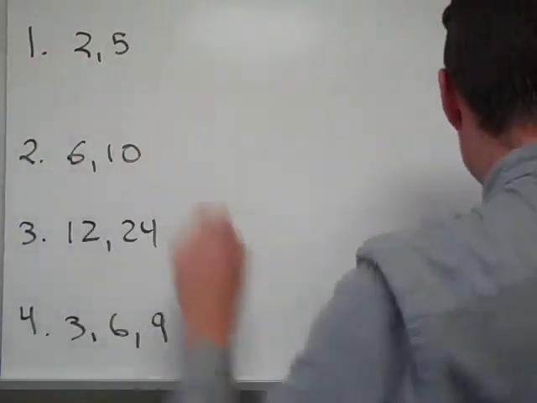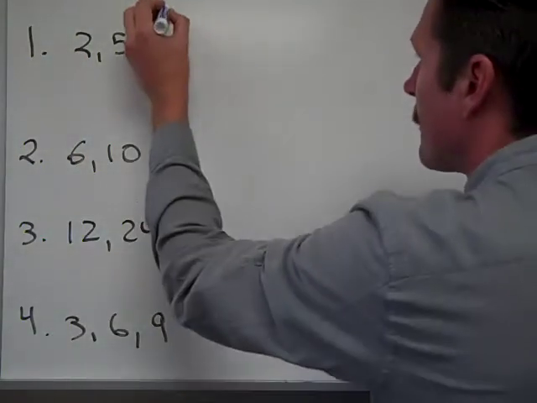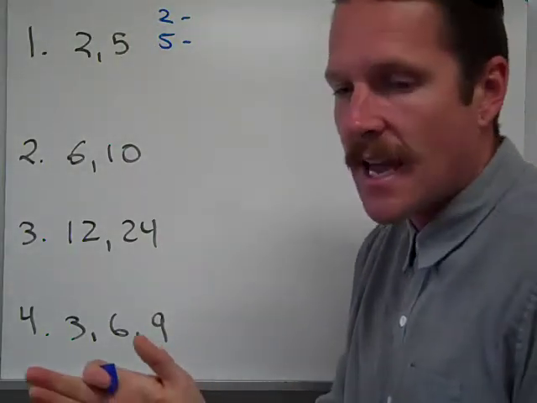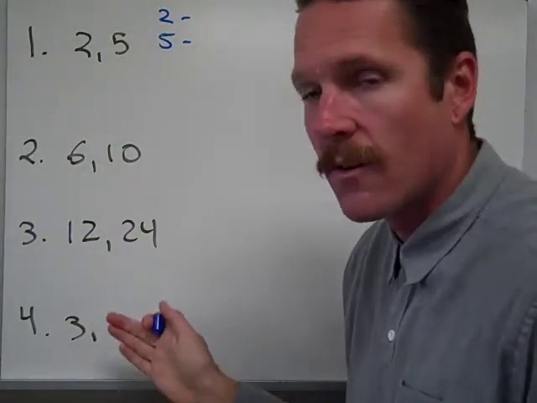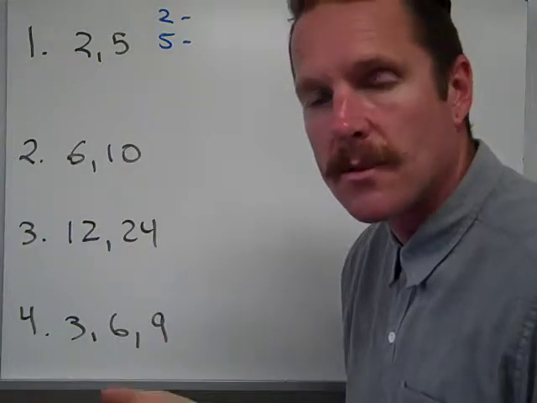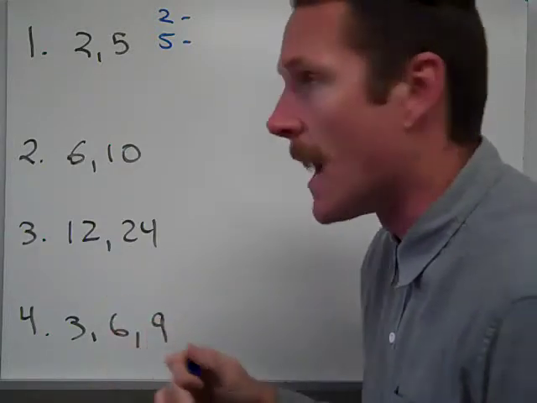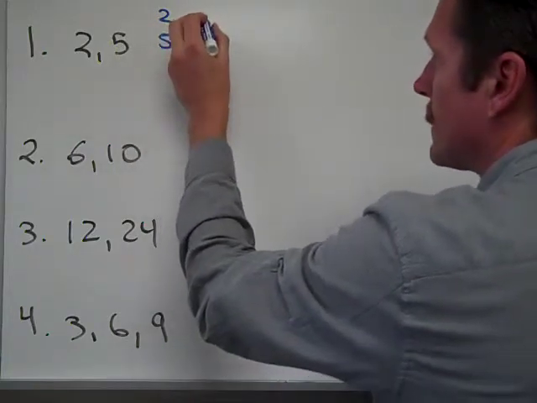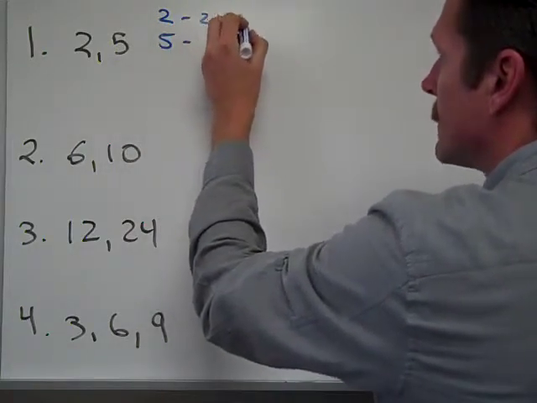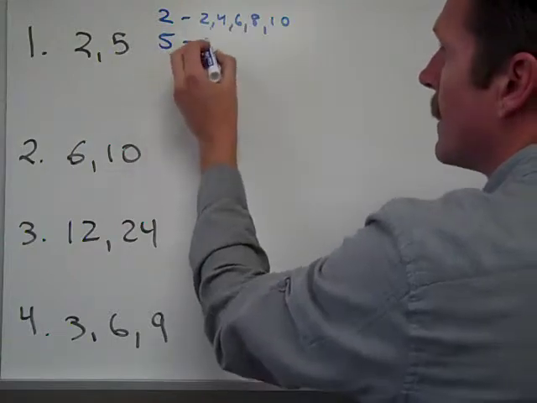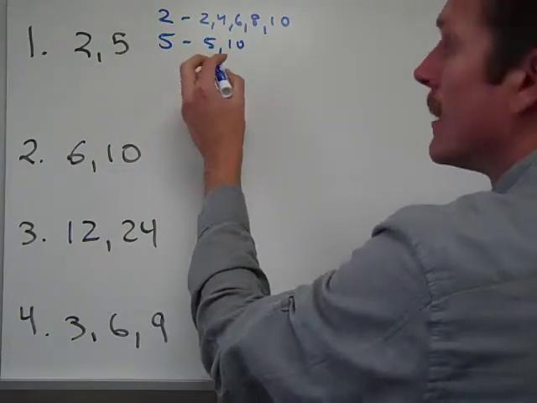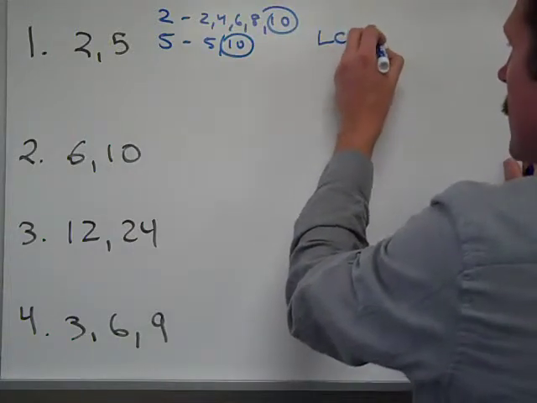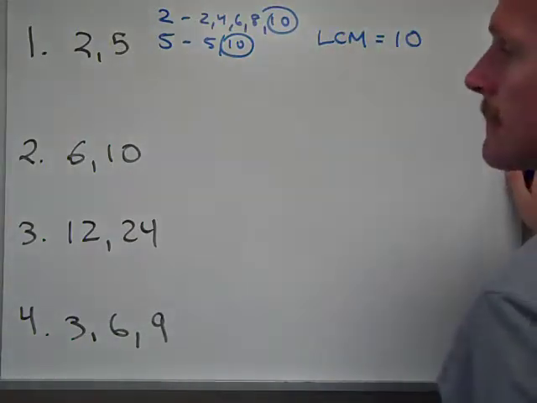Alright, so let's do some practice here. 2 and 5. Now, I don't have to list out all of them forever. If I know that the common multiple is a certain one, I can just list to there and stop. So, for example, I already know what the least common multiple is, but I'm going to list anyways. 2, 4, 6, 8, 10. 5 is 5 and 10. Least common multiple, 10. LCM equals 10.